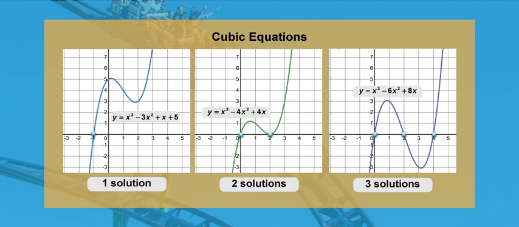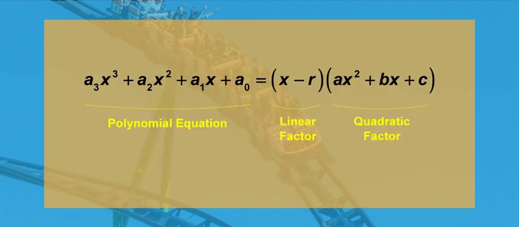Now let's look at cubic equations. Previously you saw that a cubic equation can have 1, 2, or 3 solutions, depending on the number of times the graph intersects the x-axis. Remember that every cubic has at least 1 linear root. Now that we've introduced the concept of complex solutions, let's revisit each scenario.